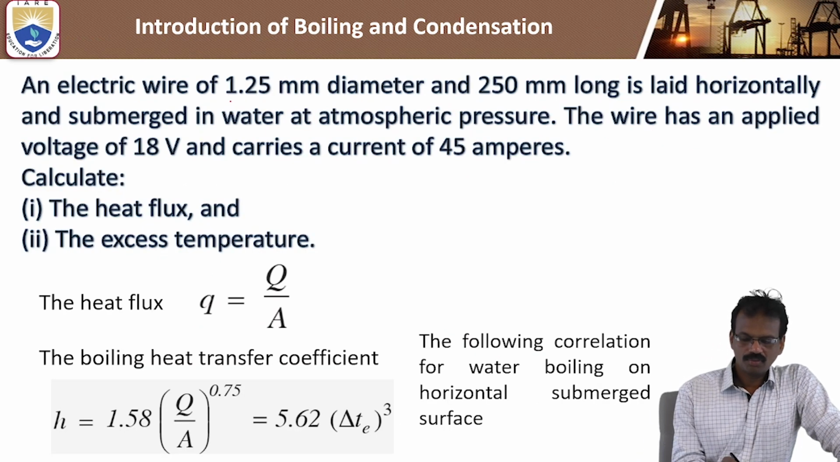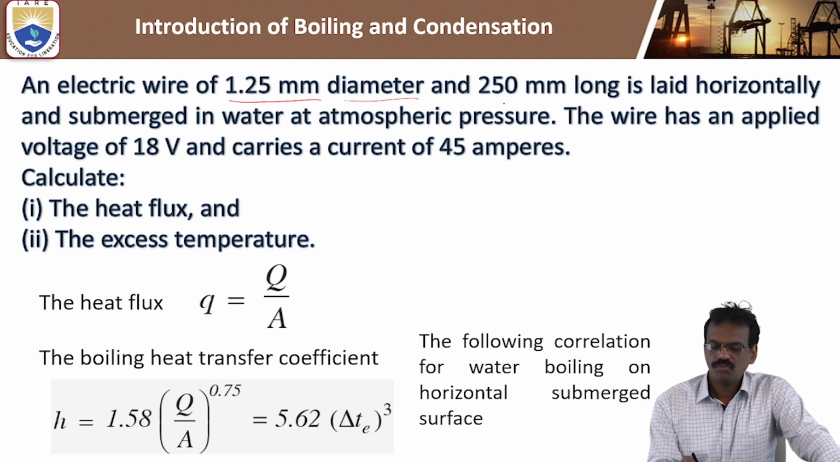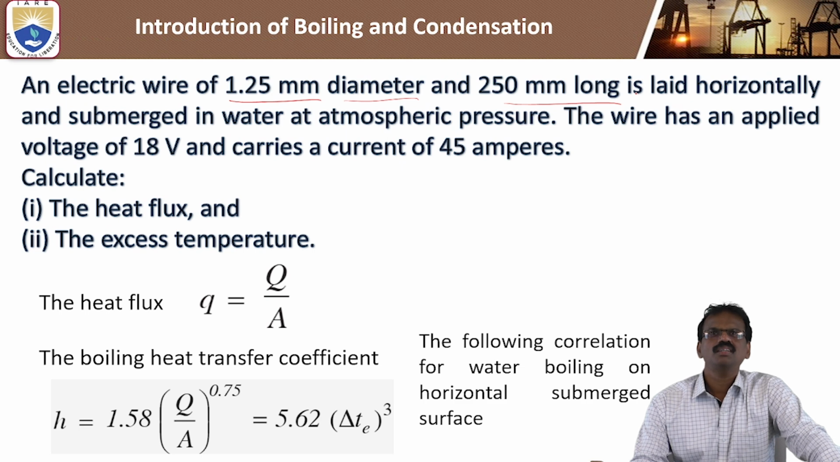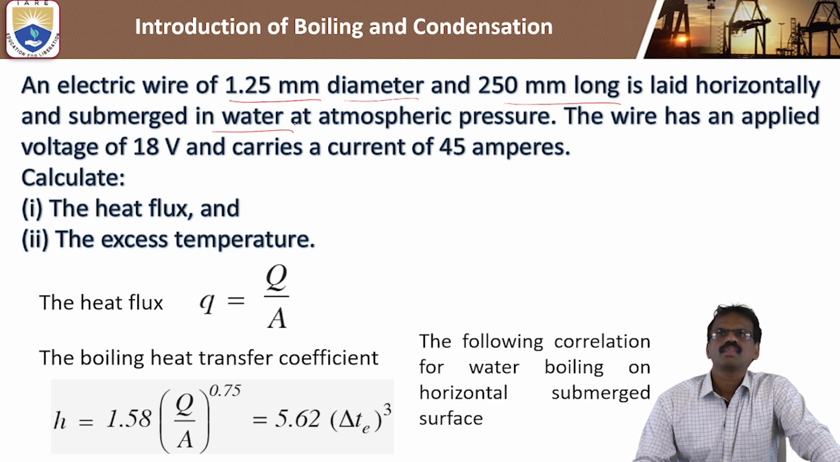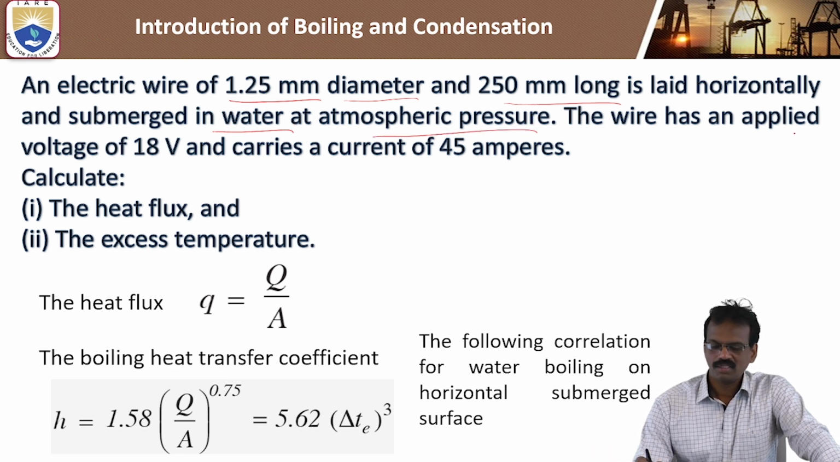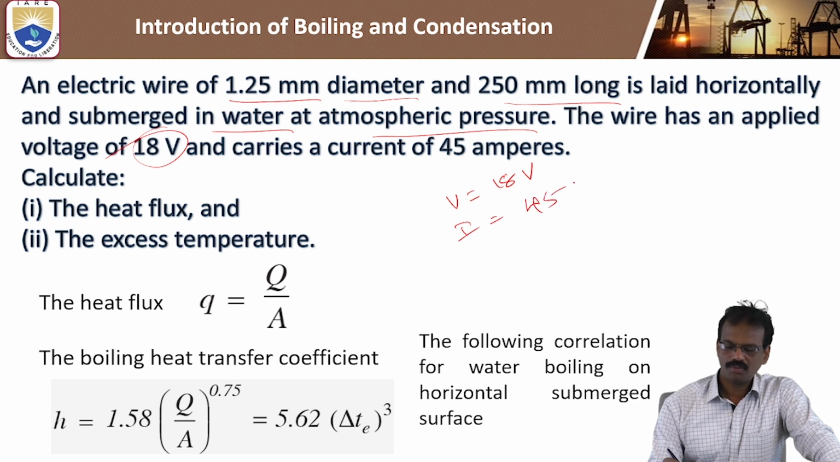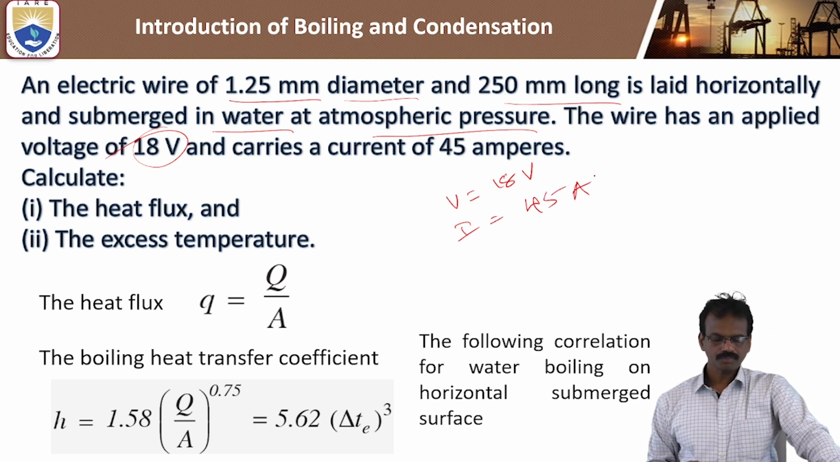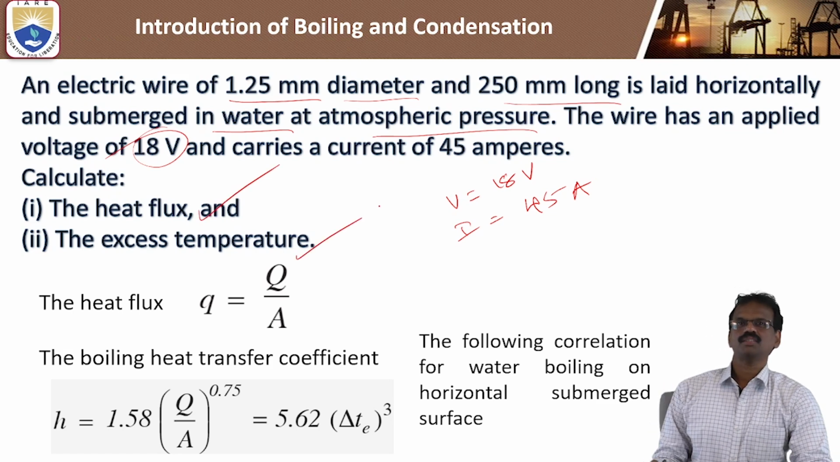An electrical wire of 1.25 mm diameter and 250 mm long is laid horizontally, submerged in water. Here also the fluid is water, at atmospheric pressure, so 1 atm. The wire has an applied voltage of 18 volts, and current I is also given, same type of numerical, in amps. Find the heat flux and the excess temperature. Here you have to find out the excess temperature.